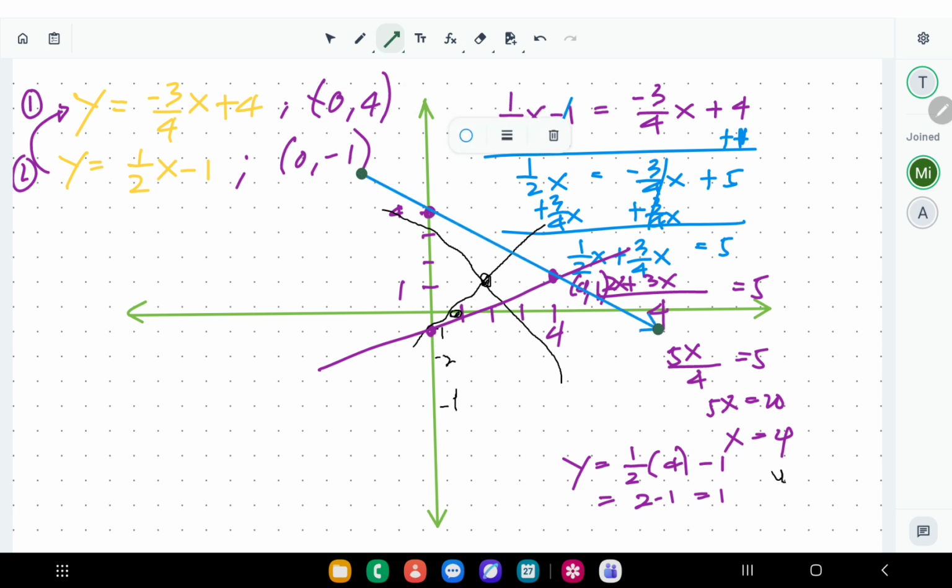Yeah, but you did it correctly, right? You did it correctly. Yeah, I can see. So you get the y-intercepts, you get the point of intersection. That is your solution. So your solution is 4, 1. Okay, then we go to the next problem. Can you please clear the board?